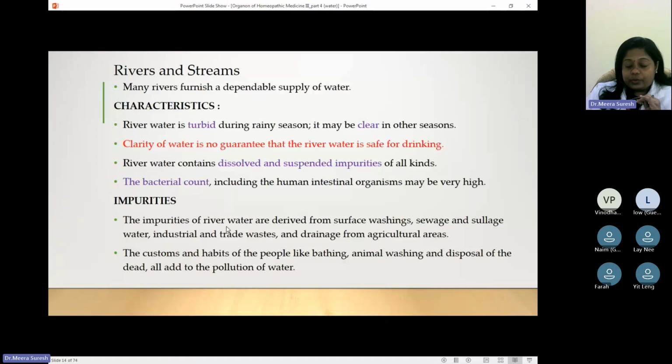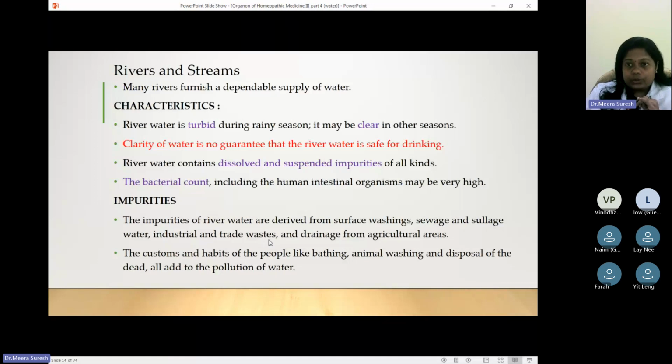So the impurities present in the river water will come from the washings, sewage and sullage water, the industrial and trade waste. There will be pipes connected from certain industries directly to the rivers. Actually, it is not advised. When we do the next chapter, conservancy, we will see how the industrial waste has to be treated and then connected. Even then, it is advised to connect to the sea water, not to the rivers, never to the rivers.